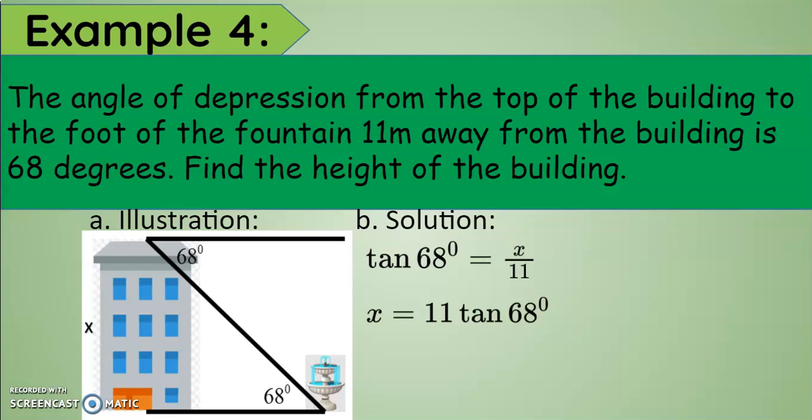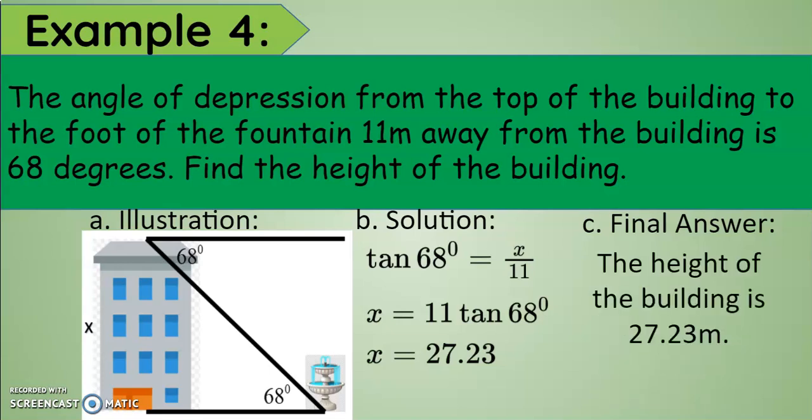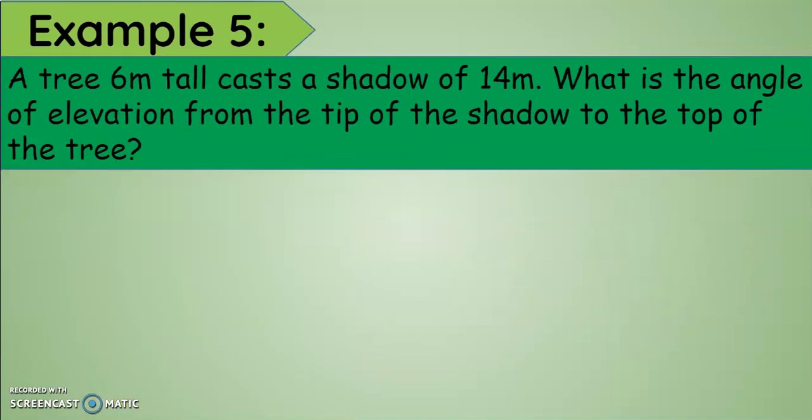Then, using your calculator again, we have 27.23. So for your final answer, the height of the building is 27.23 meters. Let's go for the last example.